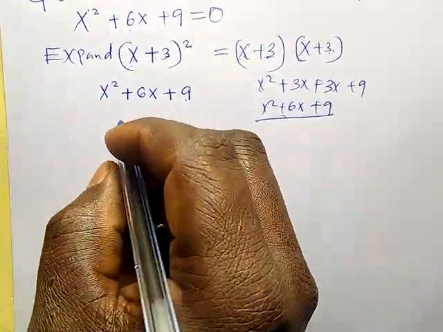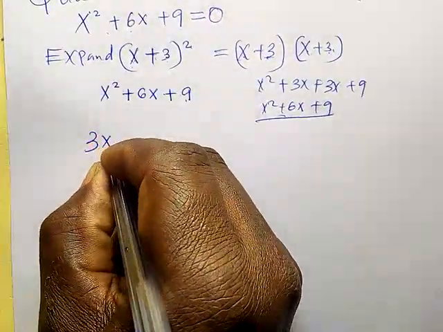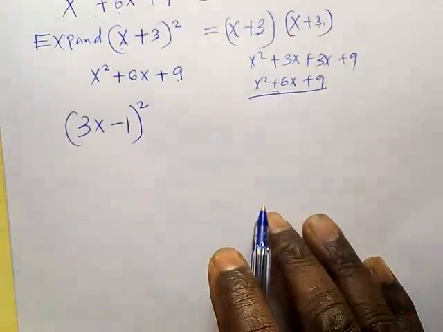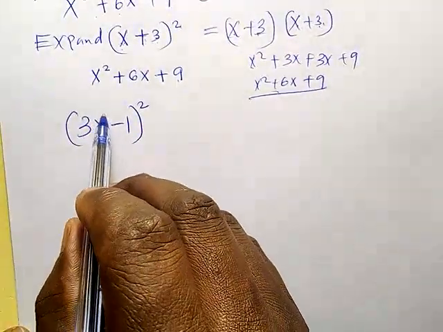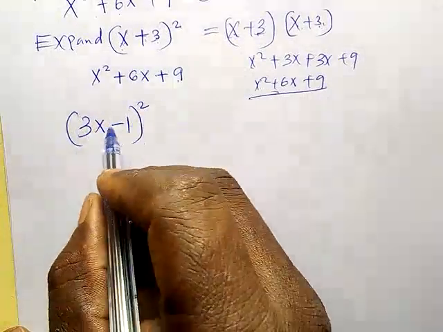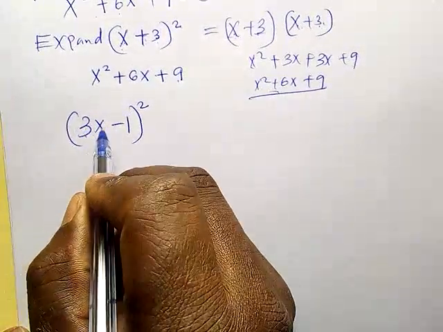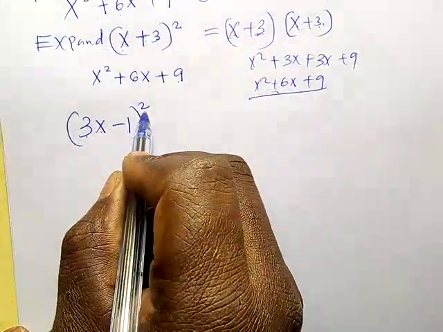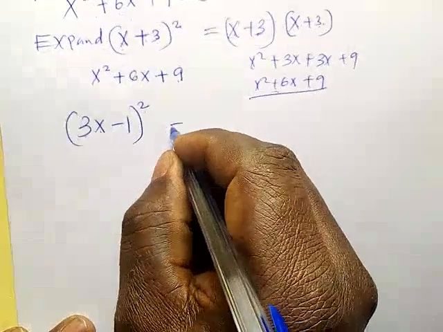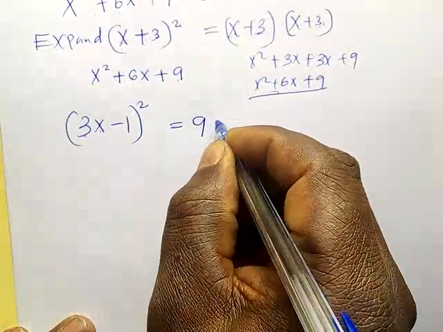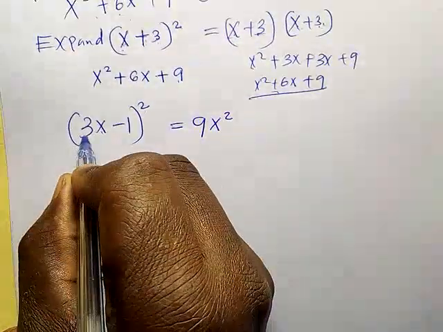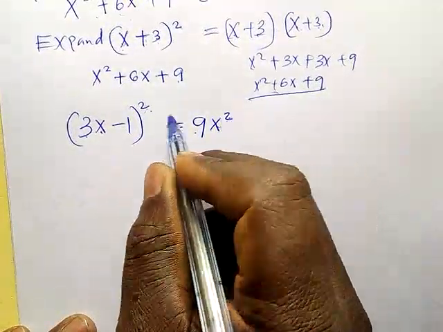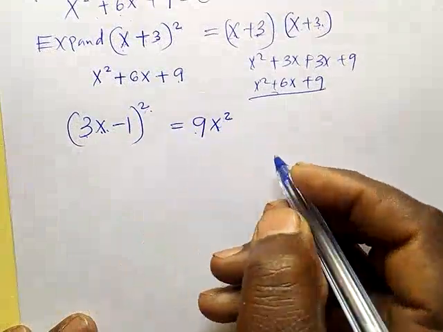Another one I want to show you is this: 3x minus 1 square. Directly, how do you do that? So let us square the first term first. So 3 square is 9. x square is x square. So now we have 9x square. 3 square is 9. x squared is x squared.